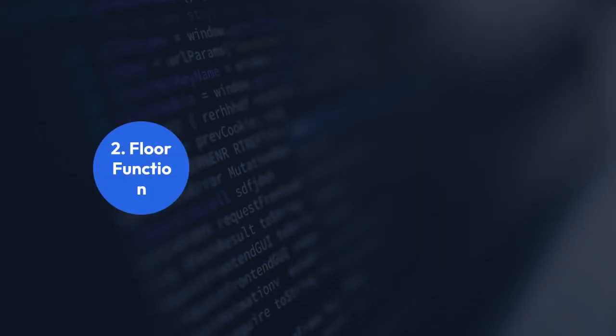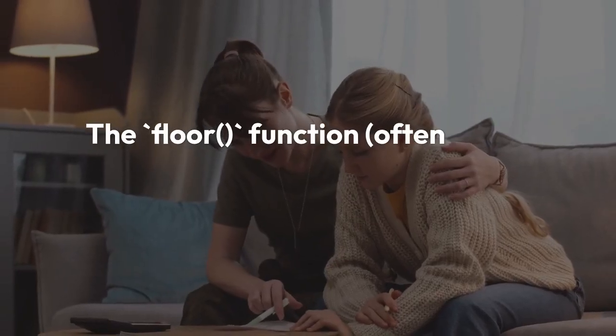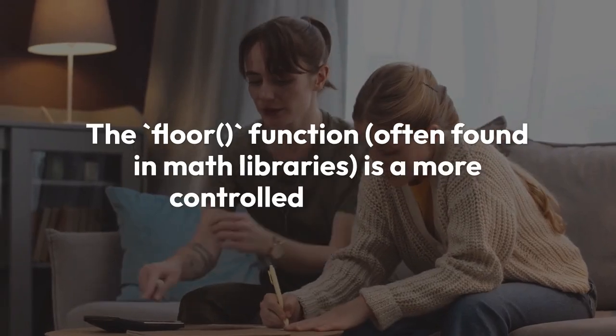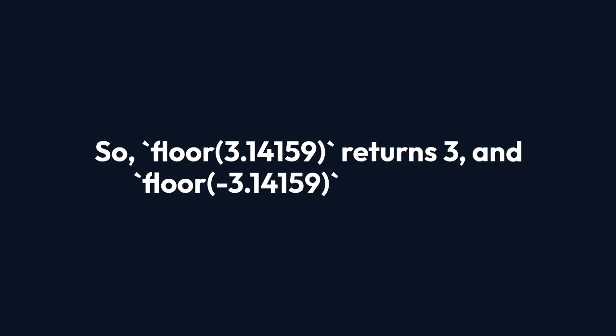2. Floor function: C++, Java, Python, etc. The floor function, often found in math libraries, is a more controlled approach. It rounds the double down to the nearest integer. floor(3.14159) returns 3, and floor(3.99) returns 3.